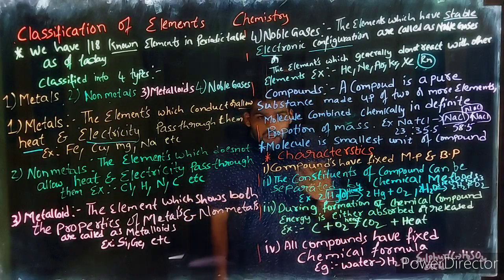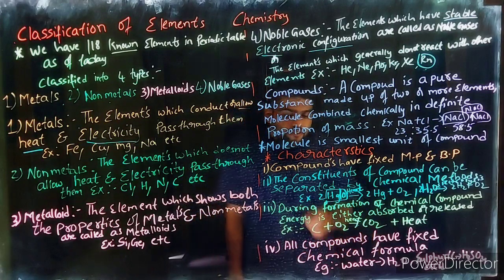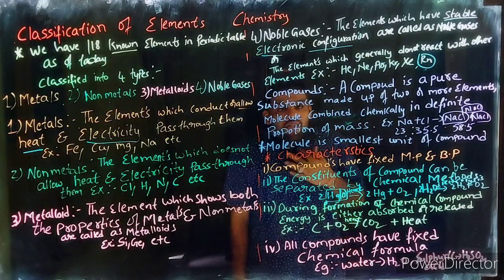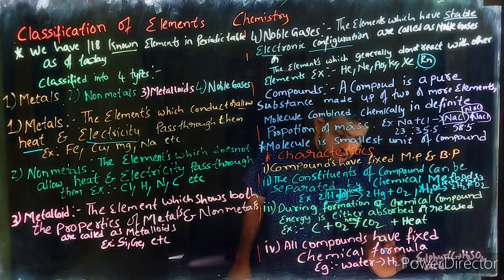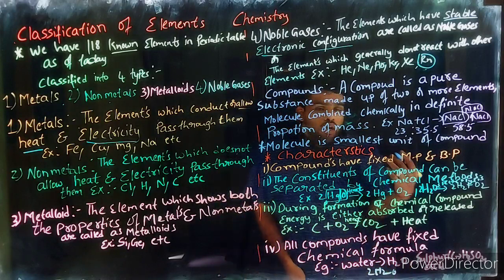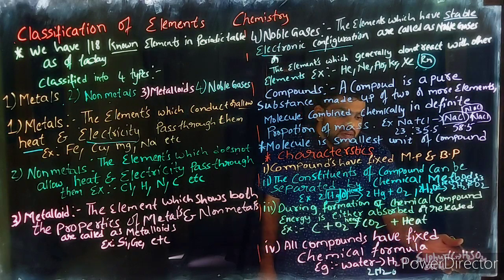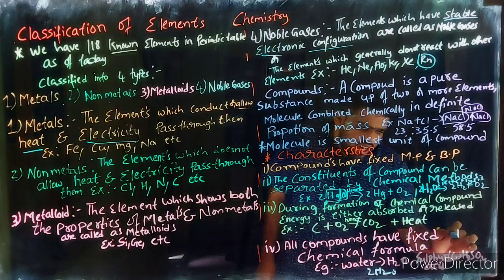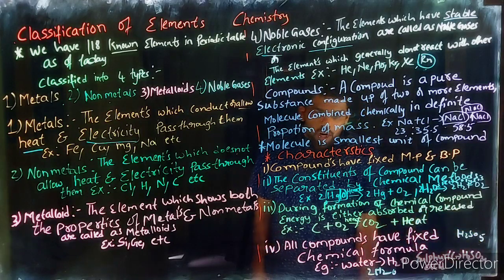And last but not least, all compounds have a fixed chemical formula. If I have to say 2 moles of water, I should write 2H2O. Sulfuric acid has a fixed formula, H2SO4. If I just write H2SO3, it is a different compound, altogether a different compound, sulfurous acid.